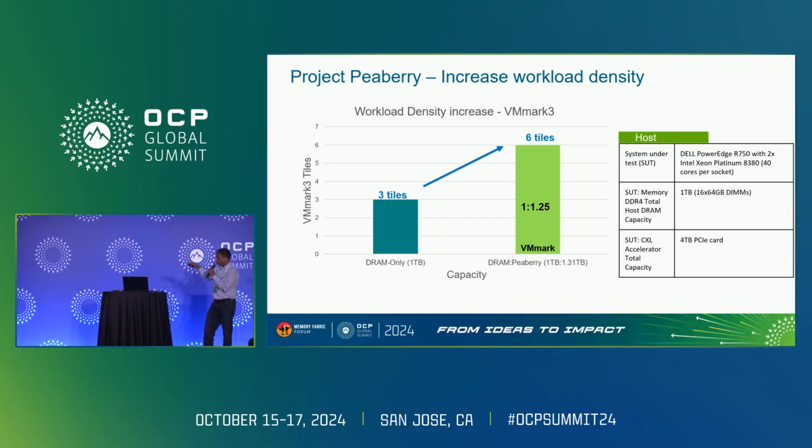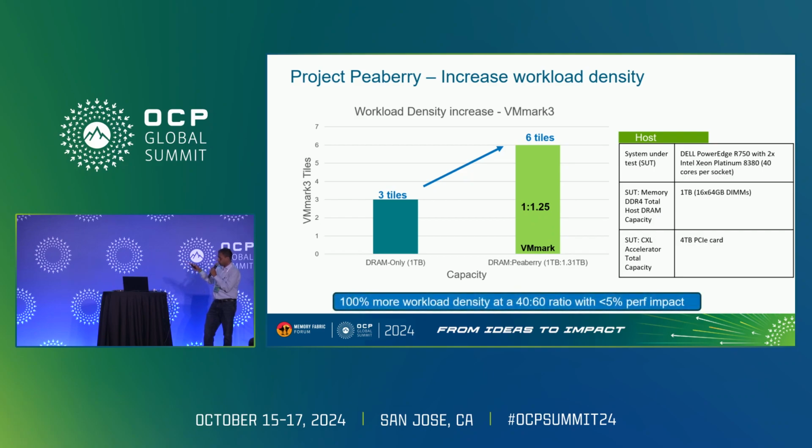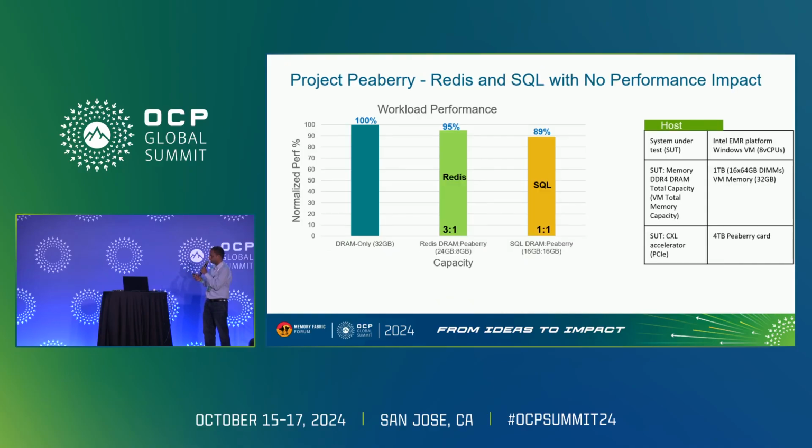And the important key point here is there is no change to the system apart from adding the Peaberry card, right? And the other important point here is the performance impact. So negligible performance impact, right? Less than 5%. So this is totally acceptable for a large portion of our customer base.